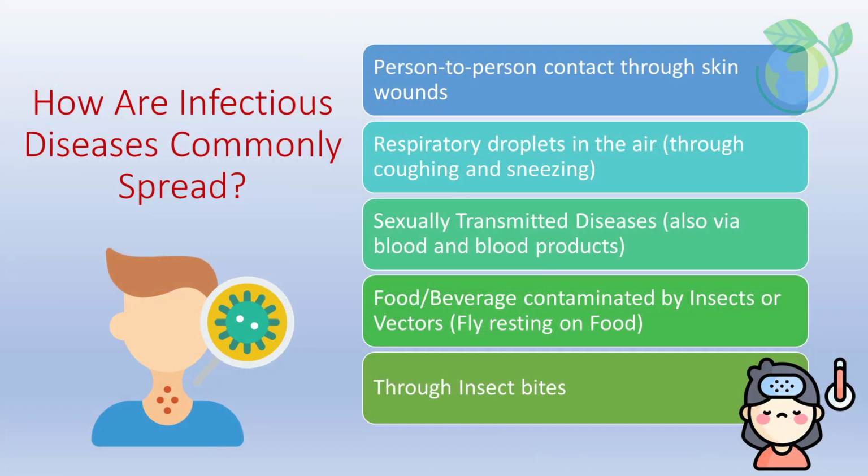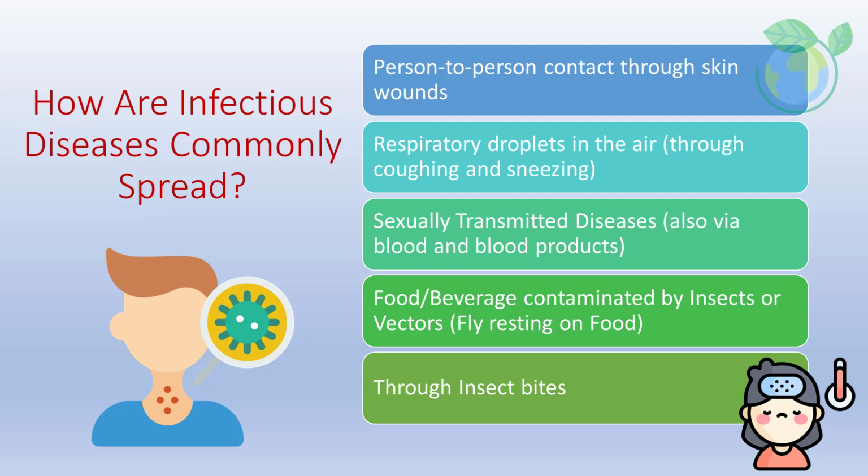How are infectious diseases commonly spread? There are a few means. Firstly, it can be spread through person-to-person contact through skin wounds. Any object has the potential to be a carrier of an infectious agent. Dirty clothes and linens, utensils and unsterilized hospital equipment are some examples of a breeding ground for bacteria and parasites.